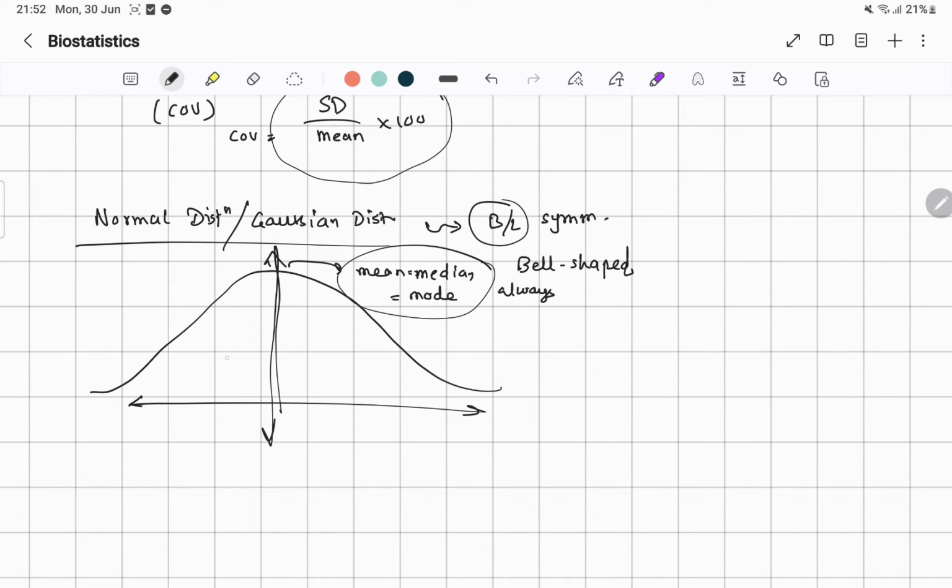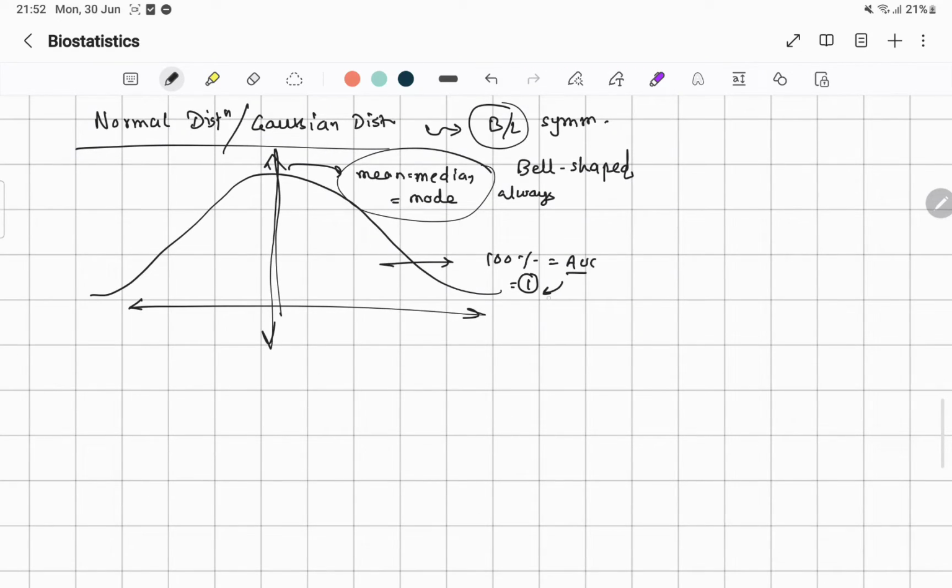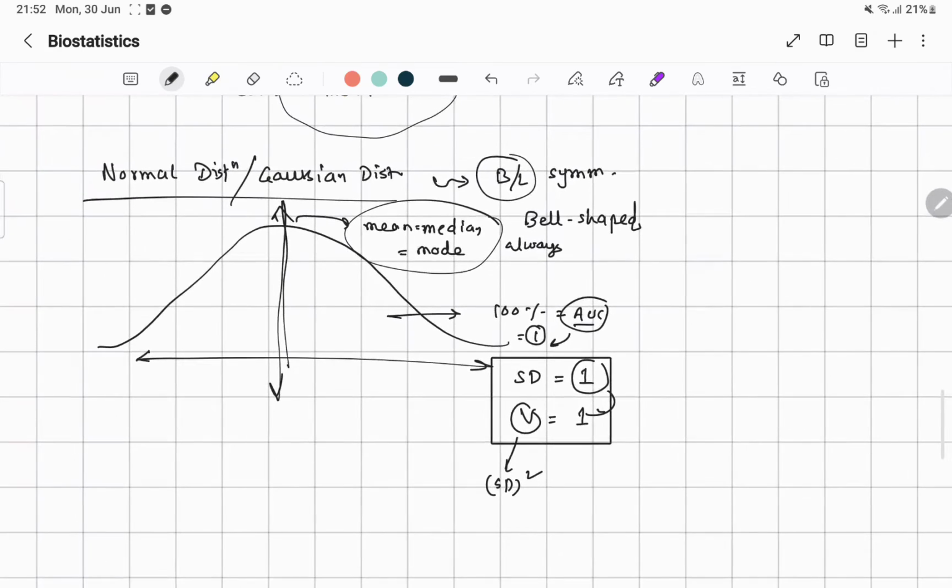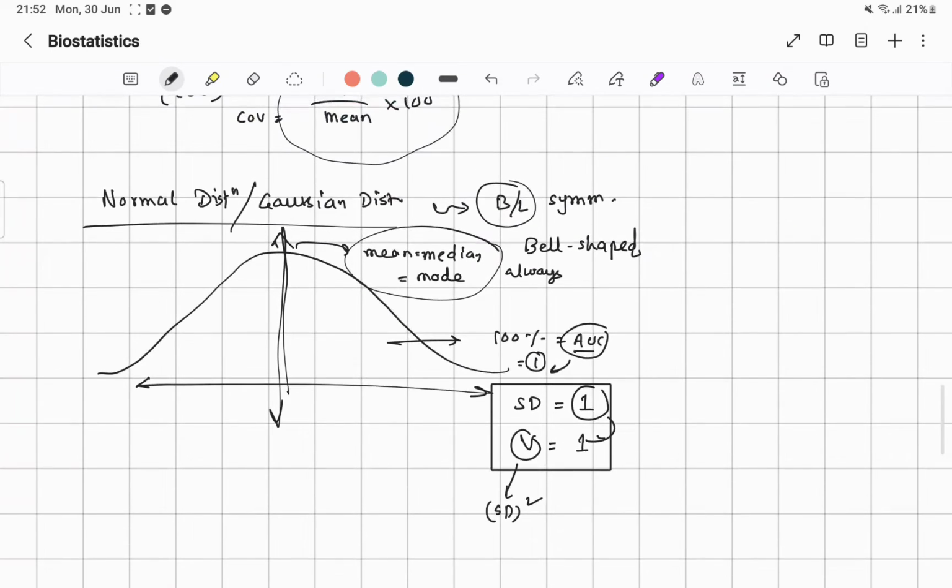The area under the curve is 100%, or it is called 1. So AUC is 1, standard deviation is also 1, and variance is also 1. Variance is basically SD square, right? So if SD is 1, then variance is also 1.